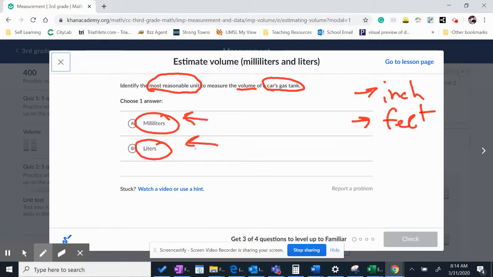Yesterday, we talked about how milliliters are like droplets of water. So would we measure a whole car's gas tank with a milliliter? Or we talked about liters kind of being like a bottle of soda. Would we measure a gas tank with liters or milliliters? Which one would be reasonable? We could, of course, do both, but which one would be most efficient? Which one would be quicker? Which one would be the better unit to measure? The most reasonable?